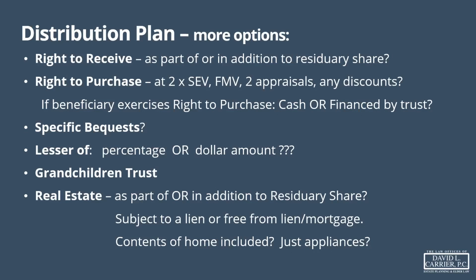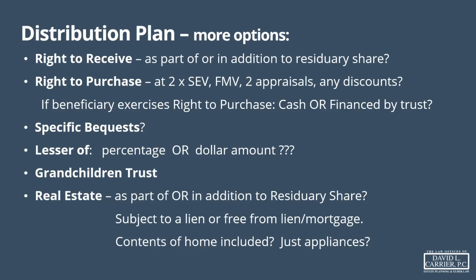And if that person can't buy that property outright, they don't have the cash to do that, can't get financing, are you going to give them the option that they can buy it through the trust, and the trust can finance it? So maybe they pay the trust back over a period of 10 years or 15 years. And how is that financed? Is it free from any interest? Things like that. So things of those sorts need to be discussed when we talk about a right to purchase.